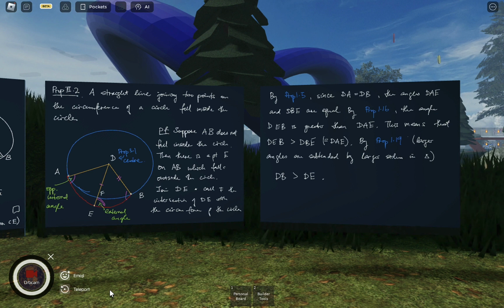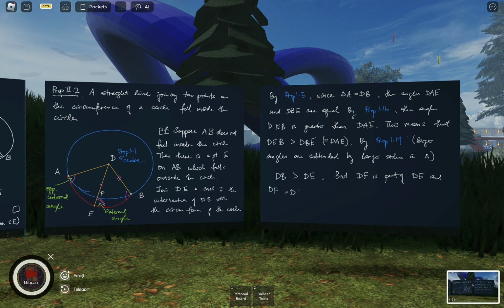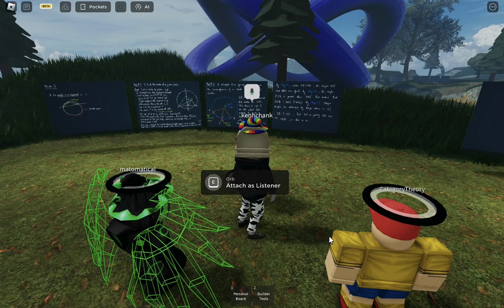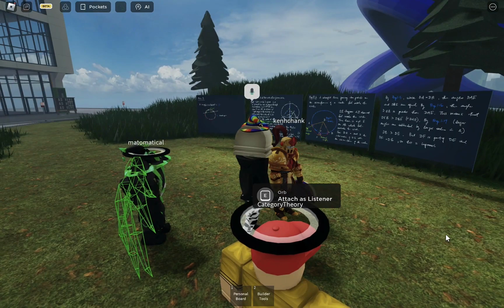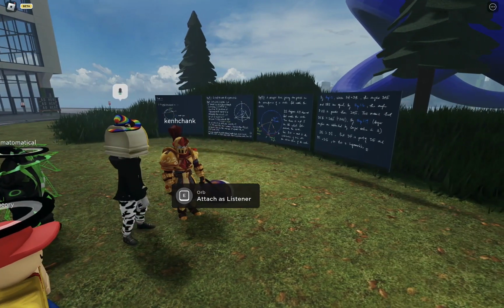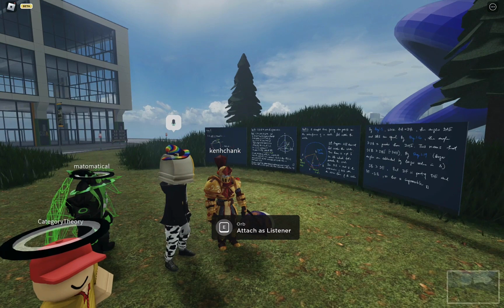So the last line of the argument is that DF is actually part of DE, because that's inside, right? We've said that DE is actually outside the circle, right? So DF must be part of DE, and that DF is a radius that's equal to DB, right? So this is impossible. Cool, and that's it. Nice.